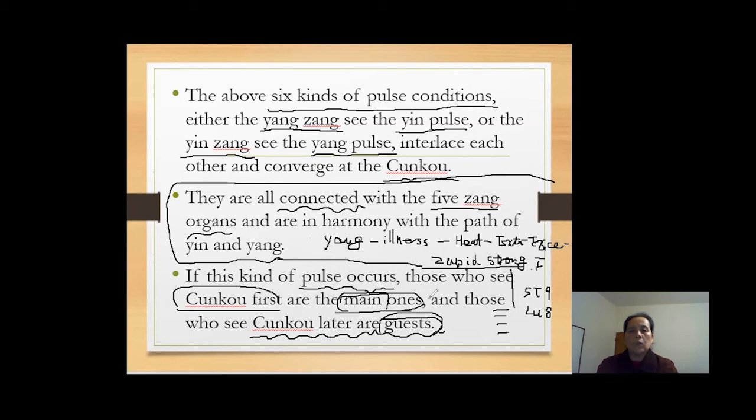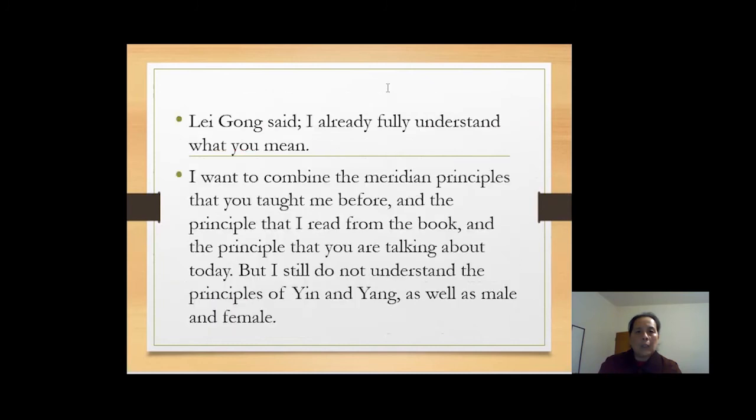So we are not truly talking about host pulse or guest pulse. We just try to figure out whether the pulse matches the illness. Yang illness will have a yang pulse, and yin illness will have a yin pulse. That kind of condition is curable or easily cured. So that's about the six pulses.